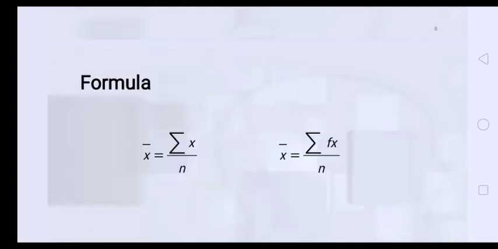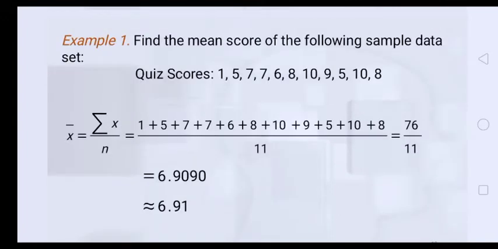So in finding the mean of data, we have the formula. Mean is equal to the summation of x all over n, where n is our sample size, or mean is equal to the summation of fx all over n if a frequency column is present. To further understand, let us have an example.